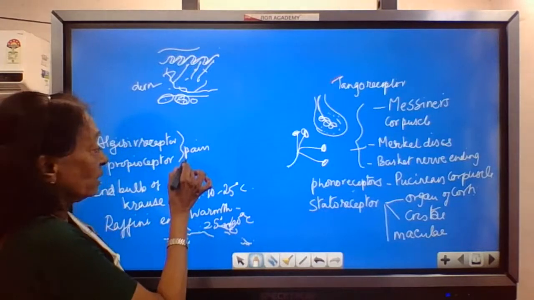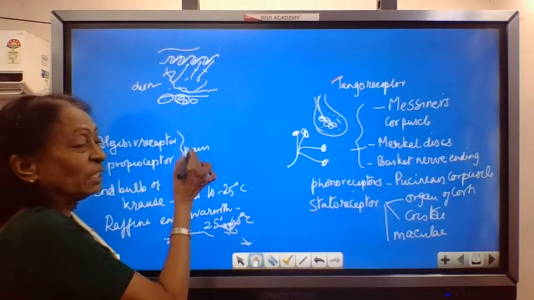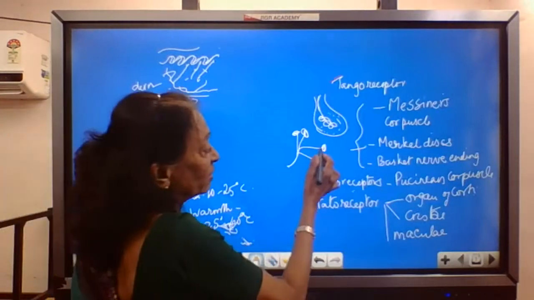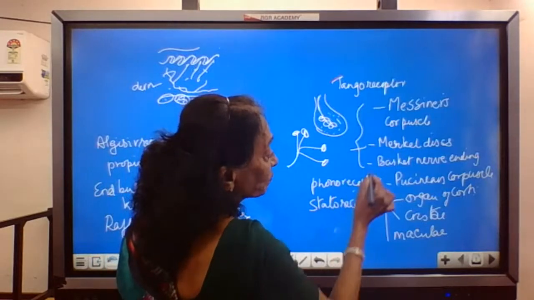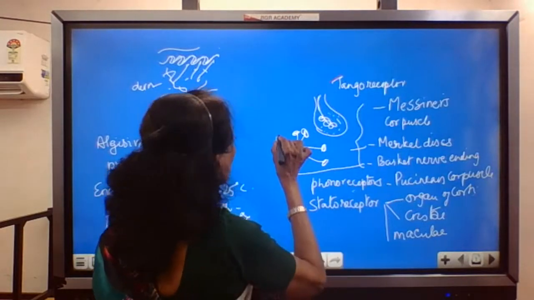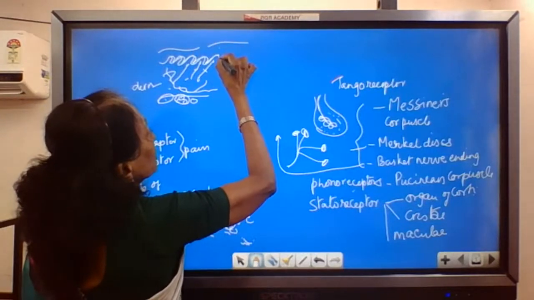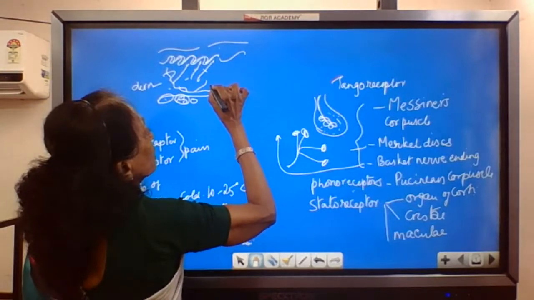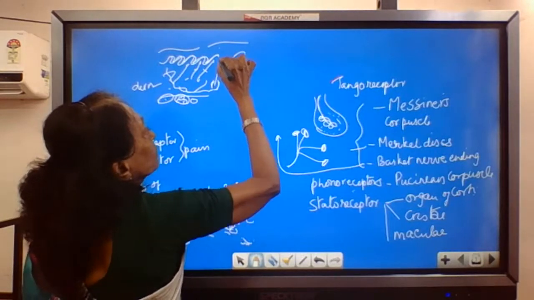Now, if you take pain, the next is pressure. The next sensation of the skin, pain, is nothing but a simple nerve ending. Now, here the nerve ending has a particular structure. This is why it's called the basket nerve ending. This is mainly present in the root hair. If you see the structure of the skin, this is the dermis. You have the root hair. The base of the root, the shaft of the root comes.